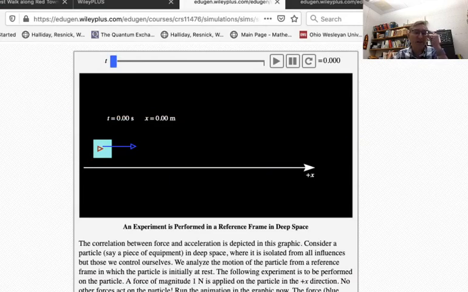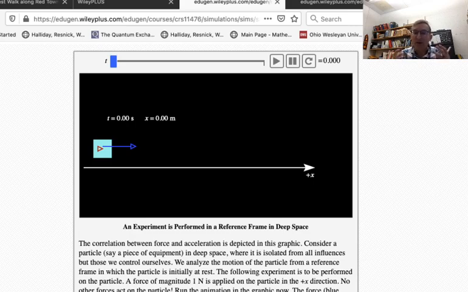And what we're going to show you is an experiment that's going to be performed in a reference frame way out in deep space. Remember what a reference frame is from the last section of chapter 4? It's any set of axes, X, Y, and Z, and a time measurement device for making position measurements. My reference frame just shows an x-axis because we're going to have one-dimensional motion in this animation.